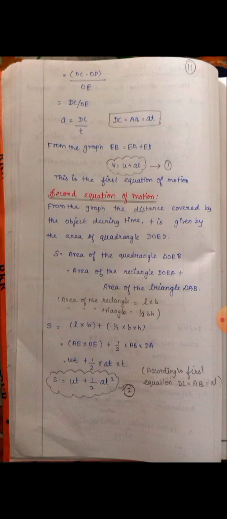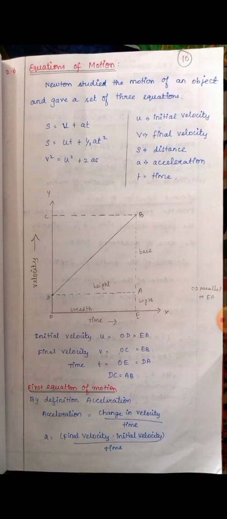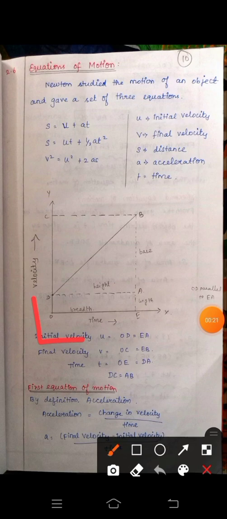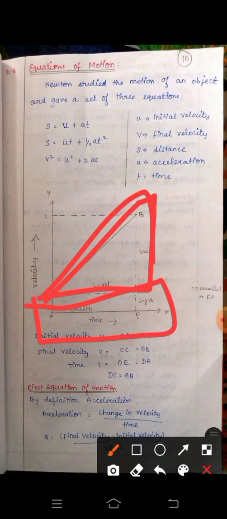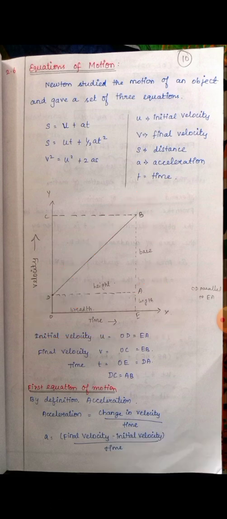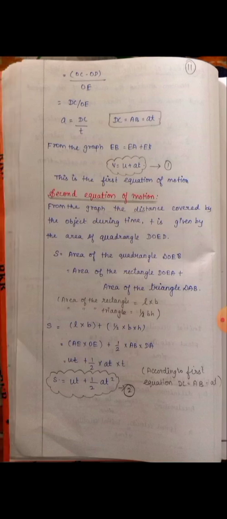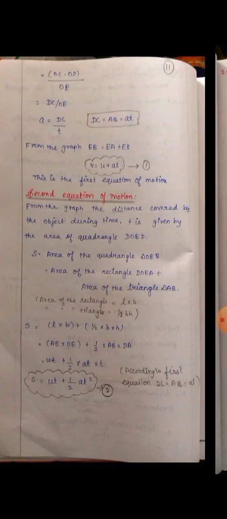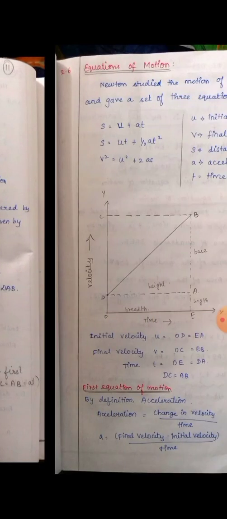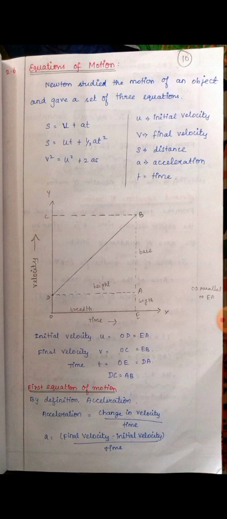See here, DOEA is the area of the rectangle, and DAB is the area of the triangle. We are going to take these two values to derive the second equation of motion. The area of the rectangle is length into breadth. The area of the triangle is half BH. Length is AE and breadth is OE.